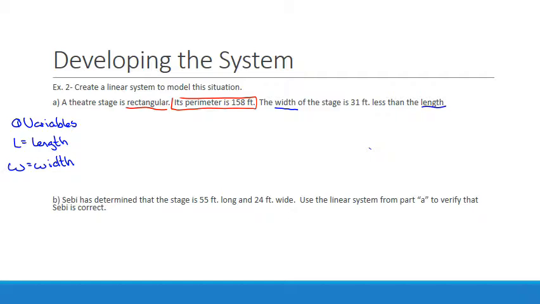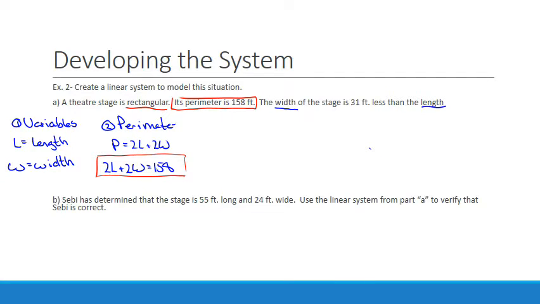Rectangular shapes have a formula for their perimeter. The perimeter is equal to 2 times the length plus 2 times the width. And I know the perimeter is 158, so the first equation I come up with would be 2L plus 2W equals 158. So I can use that as one of my linear equations. So I've got one down.